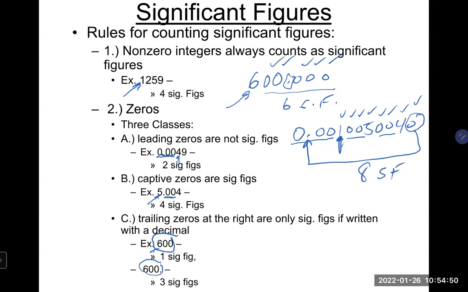And then there is obviously a difference in the meaning of these numbers. When we do something like 600 versus 600 with the decimal, the uncertain number in the first is actually the first digit, which is the one and only significant figure in this case, which means we're talking about a range of error, if you will. This could be 700 versus 500, maybe, on the low end.